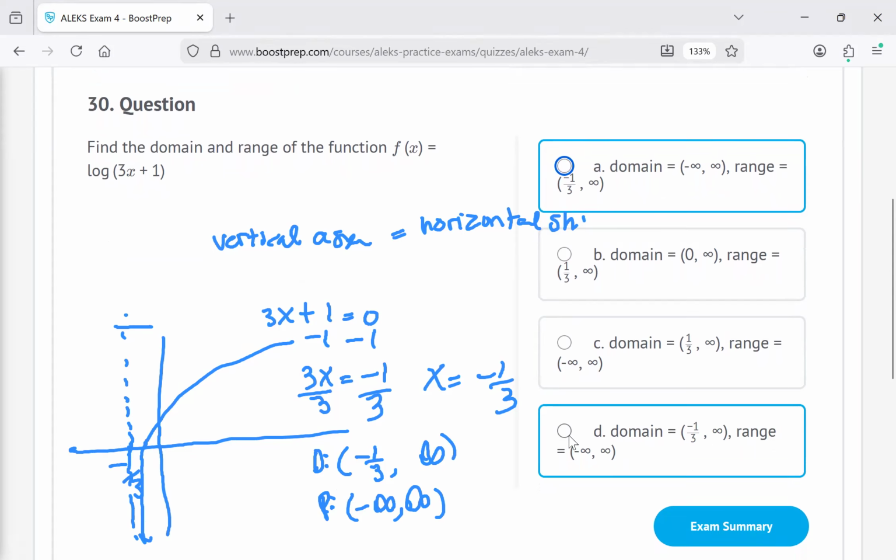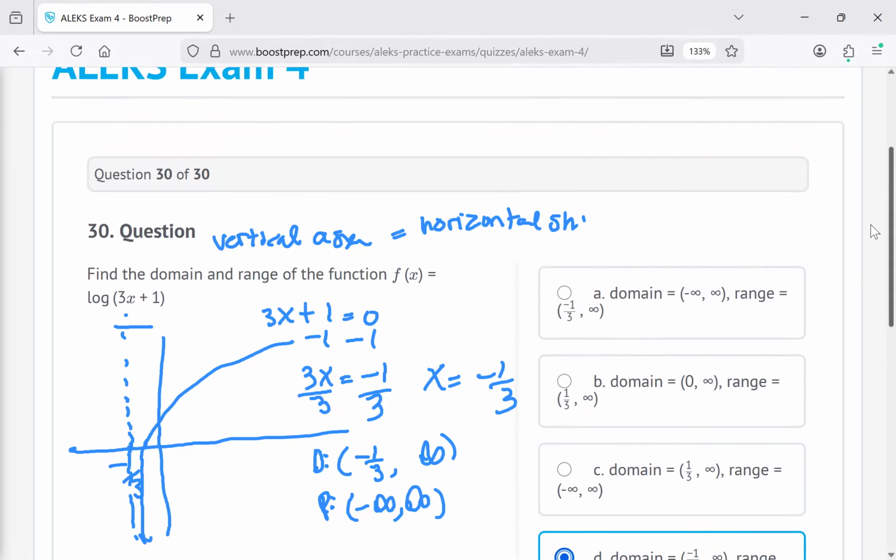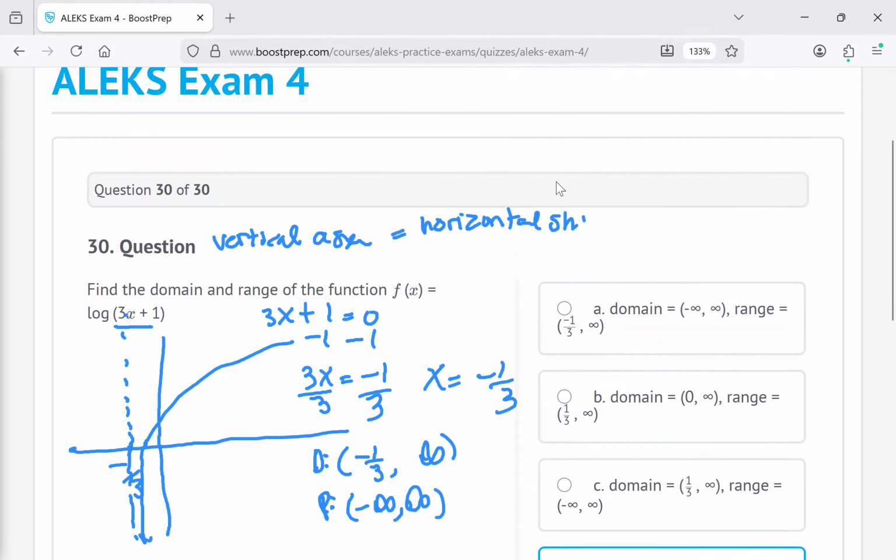There we go. So this was ALEKS Exam test 4. Okay, I'm going to stop there.